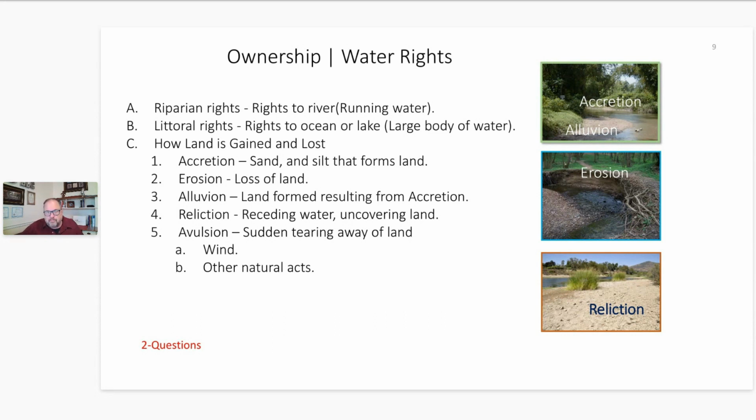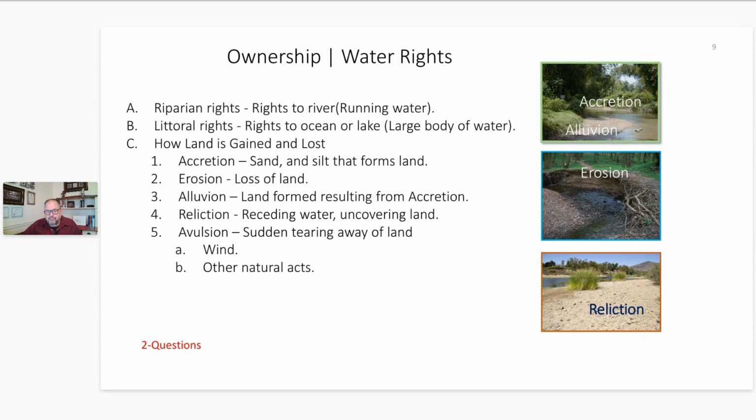And then avulsion. Avulsion is a sudden tearing away of land. For those who are in Florida and Louisiana and the other southern states, you may have witnessed and experienced hurricanes over the years, and the marshlands and the delta lands. A lot of those islands, those barrier islands, get moved and pushed away. This is called avulsion. Don't confuse that with alluvion. Alluvion is the land that's formed because of accretion, the falling out of silt and sand. Avulsion is the sudden tearing away due to winds and other big natural acts.